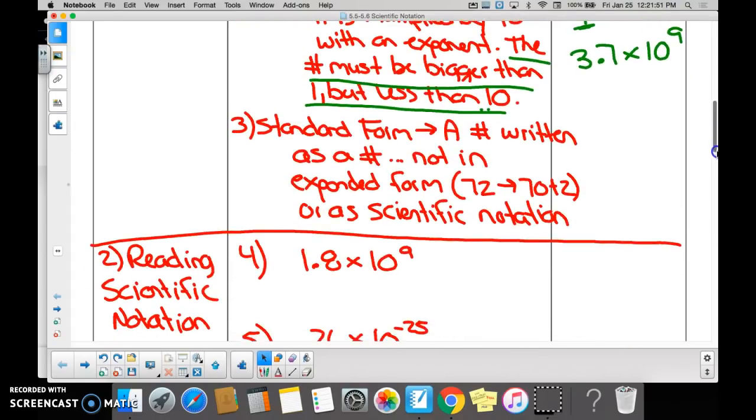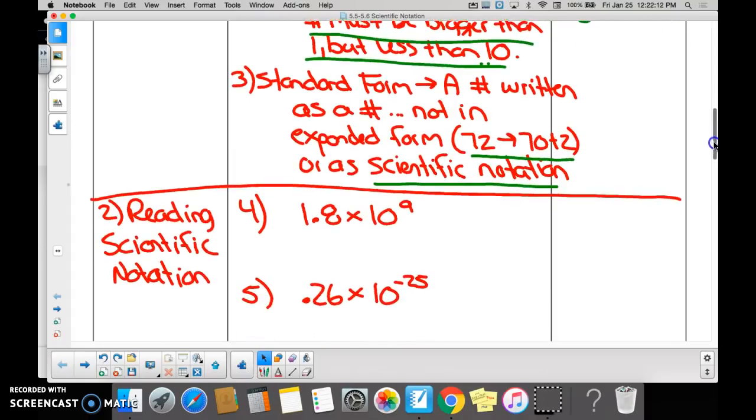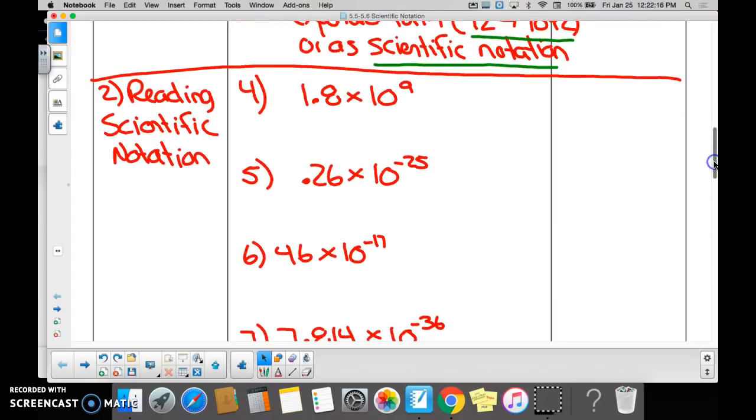A standard form is a number written as a number. It is the number. It is not written in expanded form like this. It is not 72 broken into place value or 70 plus 2. It is not written as scientific notation, so using 10 and an exponent. Standard form is literally just the number as you would write it normally using numbers, not letters, or expanded form, or scientific notation. You're going to pause. You're going to write yourself a cheat sheet. You can start me back up as soon as you've got your good cheat sheet in there.